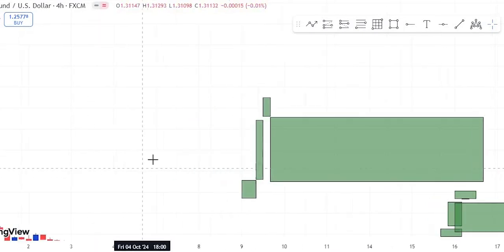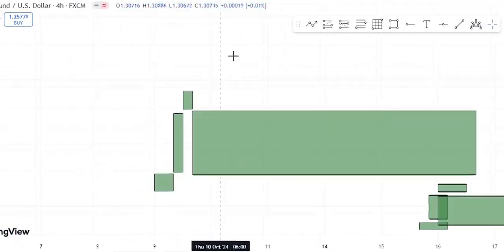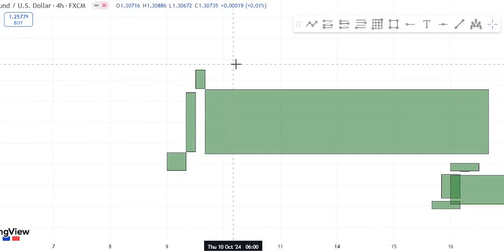So this is literally very, very simple, and only knowing this can make you a lot of money. Just knowing fair value gaps, when you want to trade them, when you don't want to trade them, and what time frame you can trade them on.